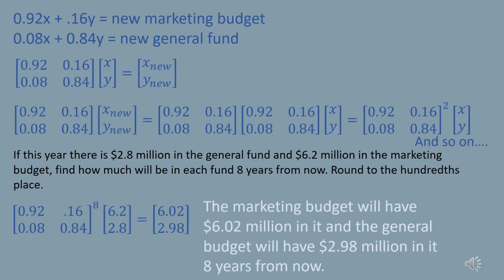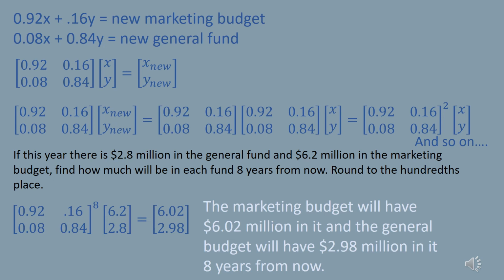Okay, remember X was marketing, Y is general fund. If 8% of marketing goes to general fund, that leaves 92% staying in marketing. And then 16% of general fund went to marketing. So 92%, 0.92 times X plus 16%, 0.16 times Y equals the new amount of marketing. 8% of marketing went to general fund. 84% of the general fund stays in the general fund because 16% went to marketing.